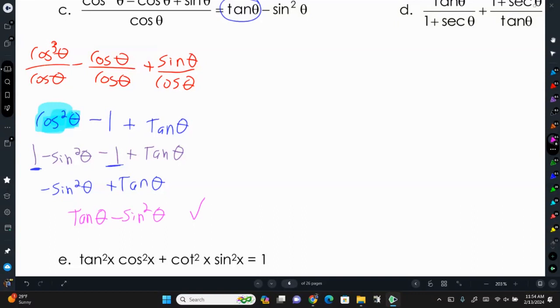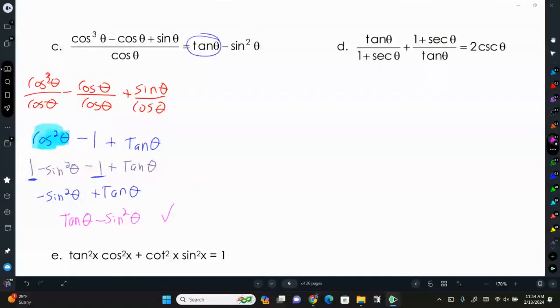Now, this is not the only way you could solve this one, and that's part of the problem with this lesson, is that there's more than one way to solve these. I could have factored out a cosine at the very beginning from everything in the numerator and canceled with the cosine of the denominator, and that would have gotten us to this step quicker. But I think that's a little complicated to see, so I just decided to do it this way. We're going to skip letter D.